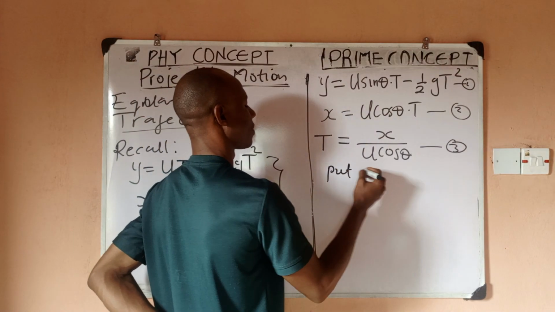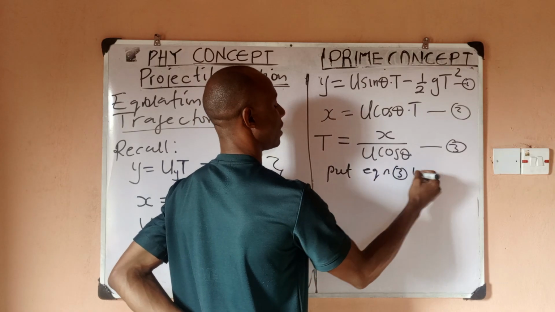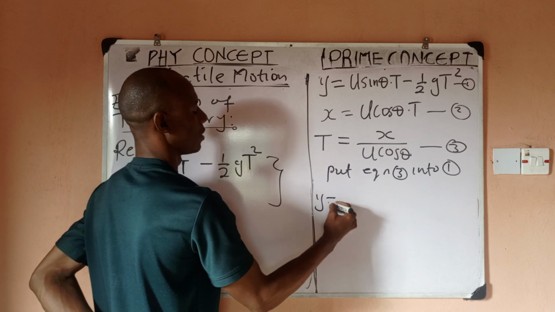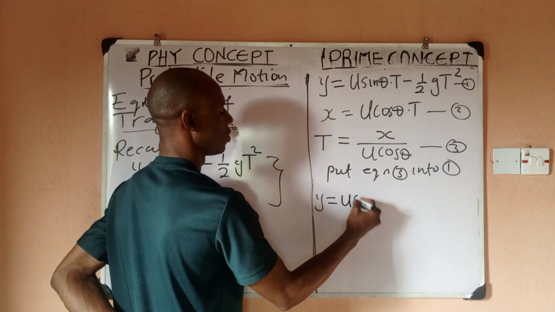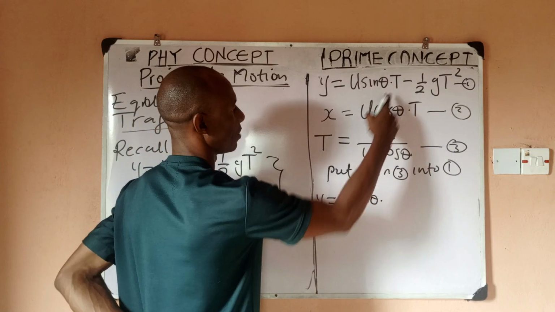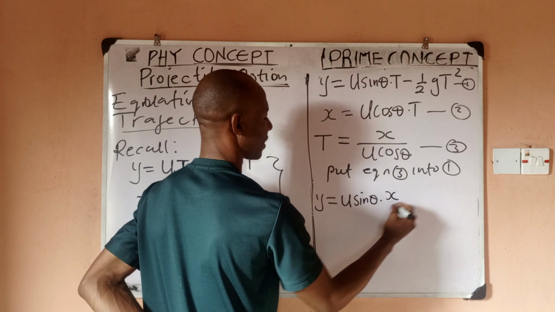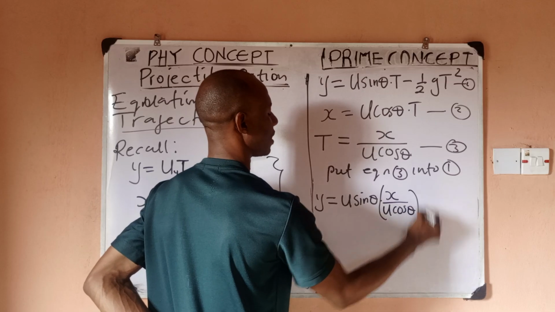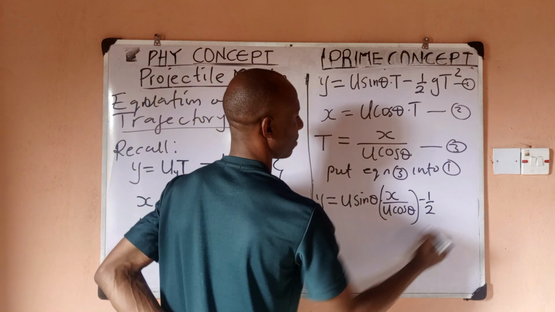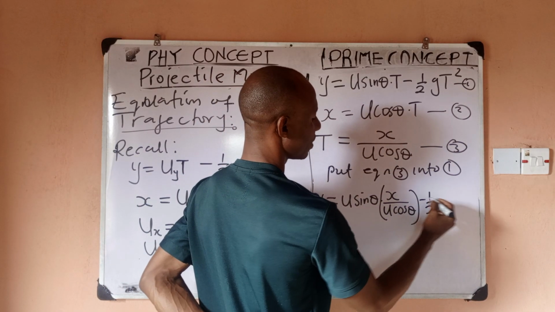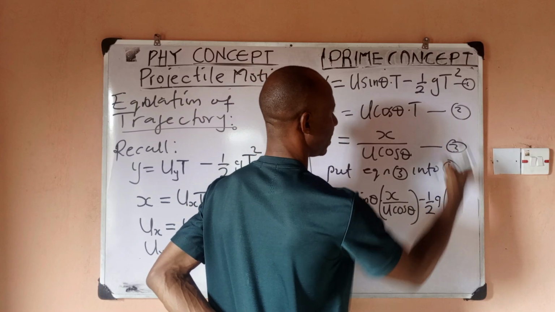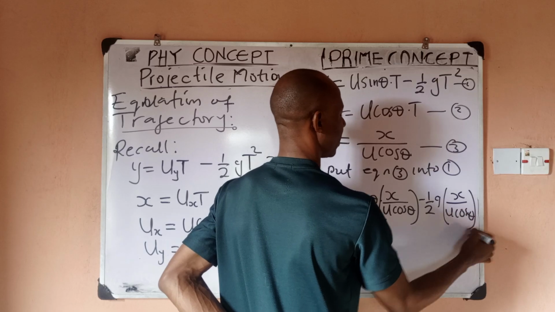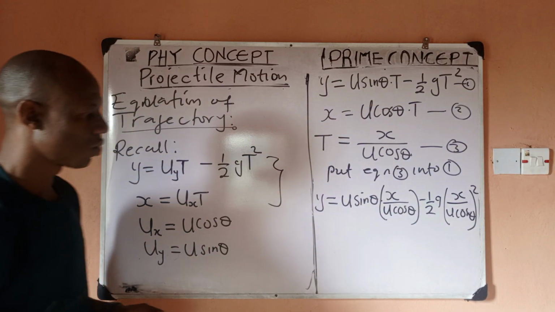So put equation 3 into 1. If we do that, I'm going to have y to become u sine theta times, in place of t, I have x over u cos theta. This is what I have. Then minus half g times t, which is still x over u cos theta, all squared. So this is what we have.